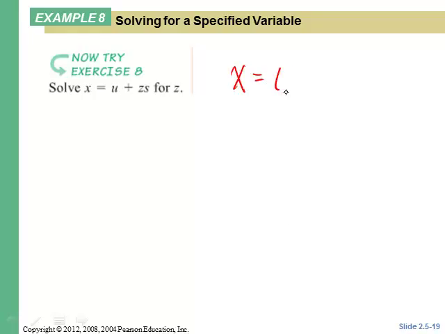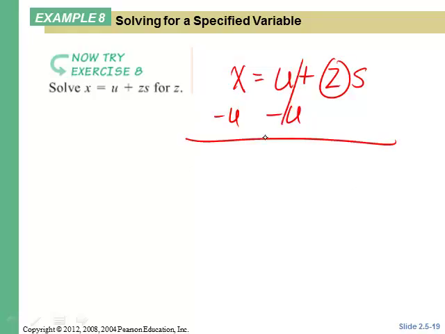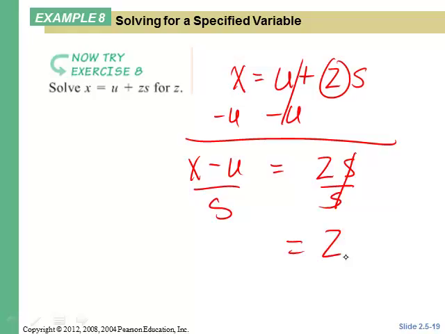X equals U plus ZS. We want the Z all alone, so we're going to subtract U from each side. And we get X minus U equals ZS. Divide both sides by S, and we get Z equals X minus U over S.